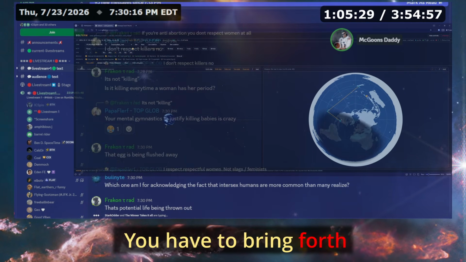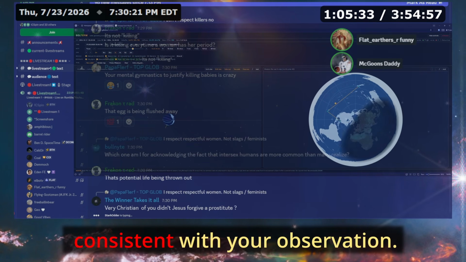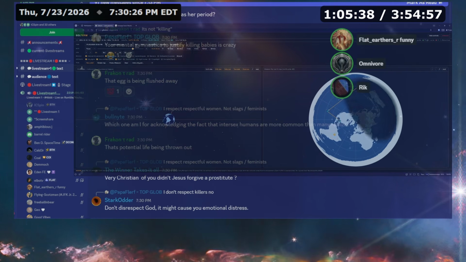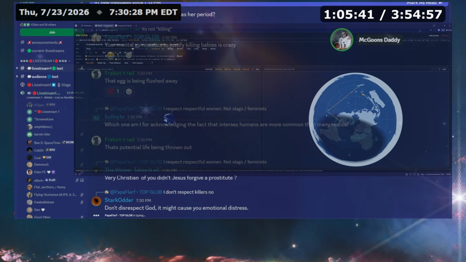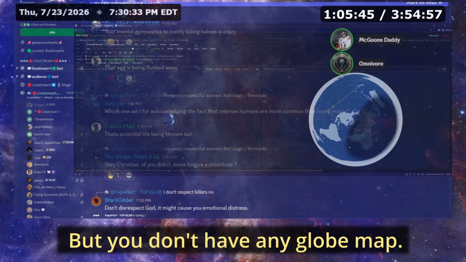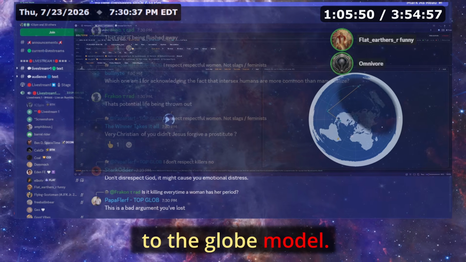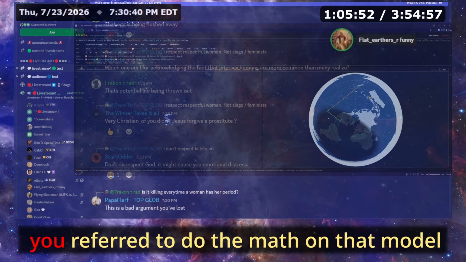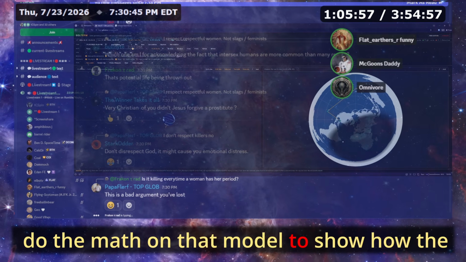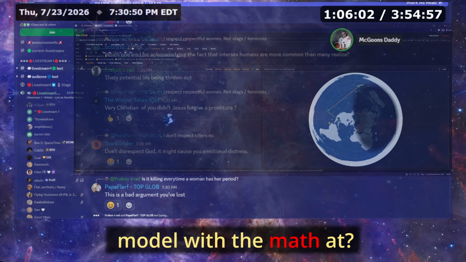But you have to bring forth the globe model and show that the globe model is consistent with your observation. You haven't brought forth the globe model and its various maths. We made an observation. Nope. Observation doesn't mean anything unless it actually matches the globe math. But you don't have any globe math. You referred to the globe model. So whichever globe model you think you referred to, do the math on that model. You are claiming the observation is inconsistent with the globe model, so show how.